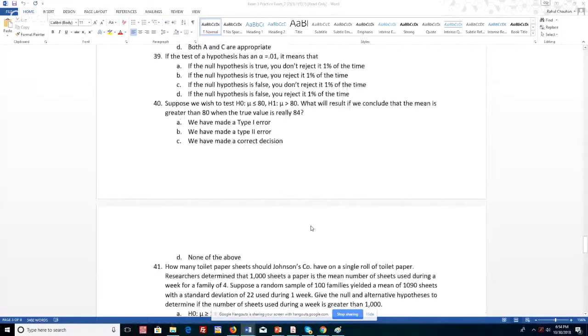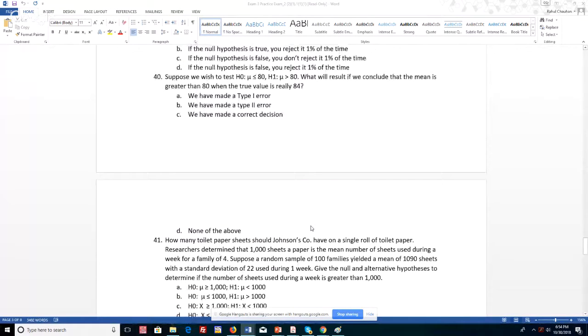Okay, number 40. Suppose we wish to test whether the null is less than or equal to 80, and the alternative hypothesis is that the mean is greater than 80. What will result if we conclude that the mean is greater than 80 when the true value is really 84? So the true value is really 84, and we have decided that the mean is greater than 80. That's a correct decision. If it's actually greater than 80, and I say that it's greater than 80, then that's a correct decision.